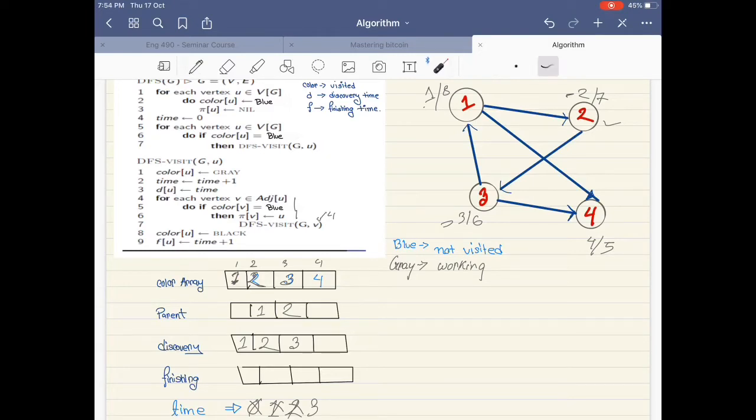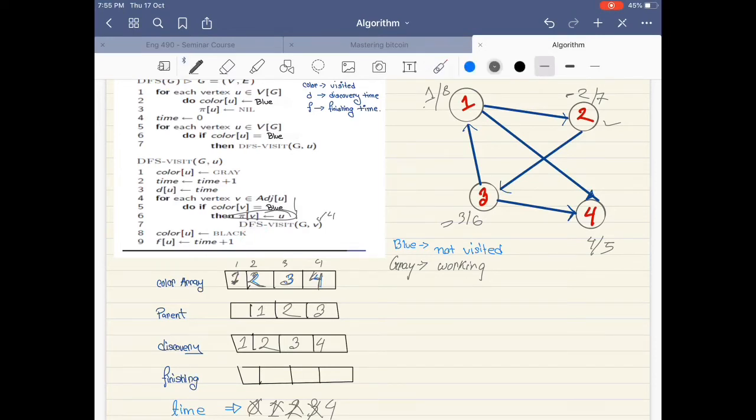which goes back to the whole process again, and now we're gonna gray out 4. So 4 is gray now, and time plus 1, so this would be 4, and discovery time would be 4. Oh, I forgot one thing. It says to assign the parent, so the parent of 4 would be 3. Anyway, so then we're gonna go to for each vertex adjacent to 4. So does 4 have any adjacent vertices? No.